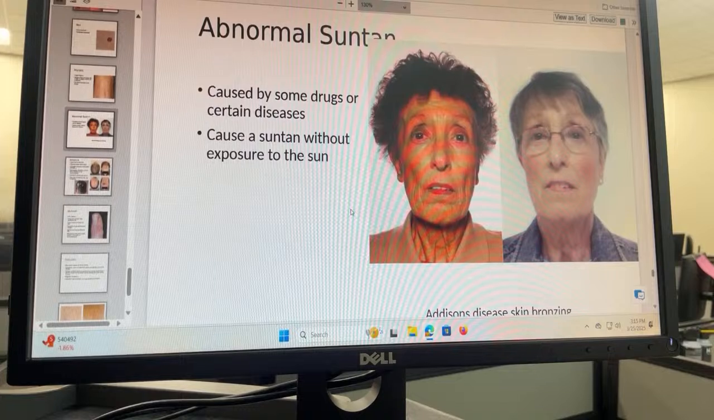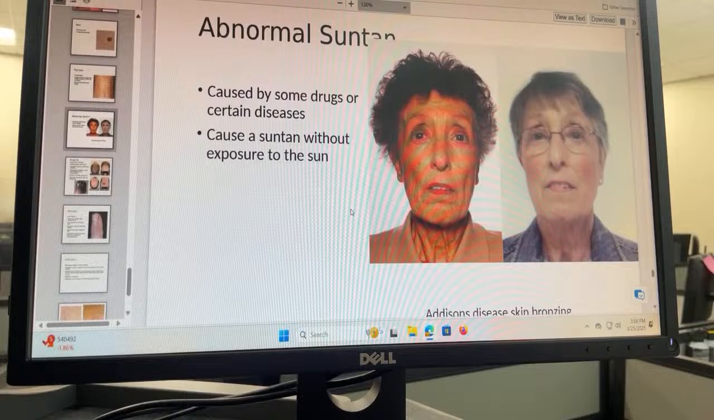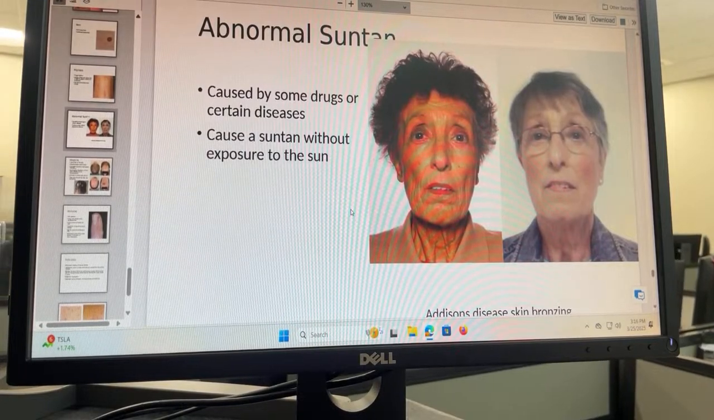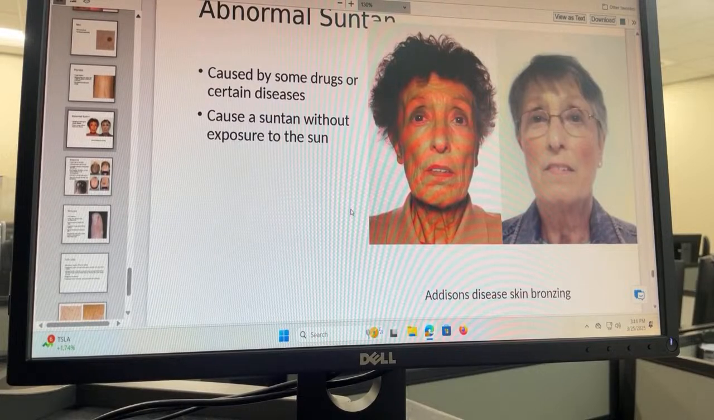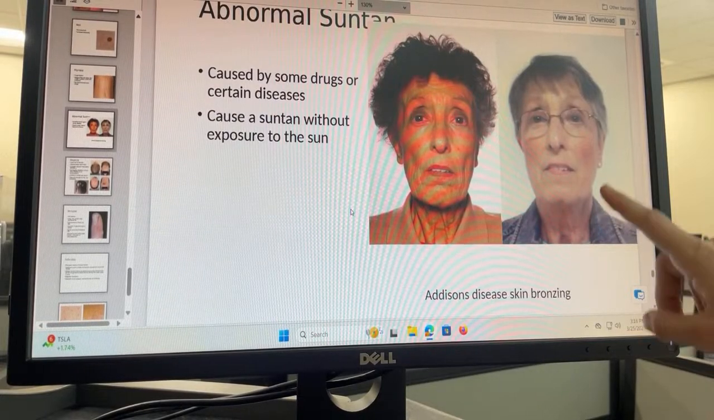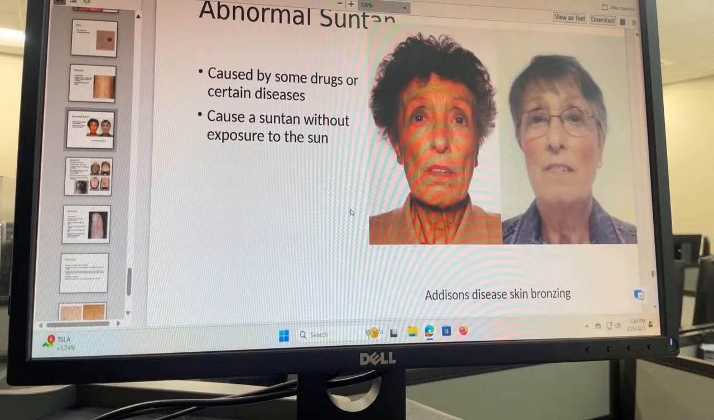And Addison's disease is an example of that. We talked about that in chapter 4 of the endocrine system, where bronzing of the skin is a common side effect or symptom of Addison's disease. So this is a lady with Addison's disease. It's the same lady. You can see that she's a lot paler here and she's a lot darker bronze in that picture, and that's a result of her Addison's.